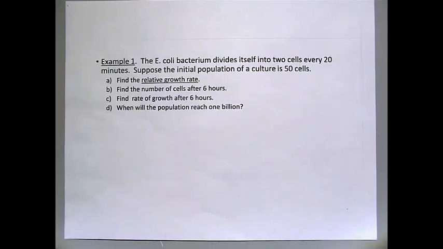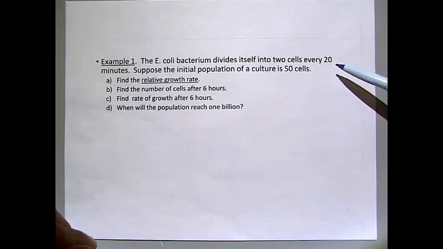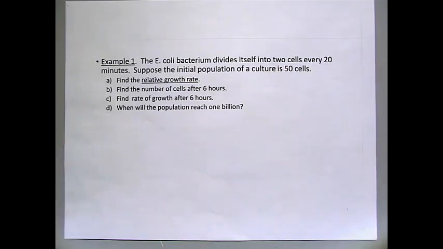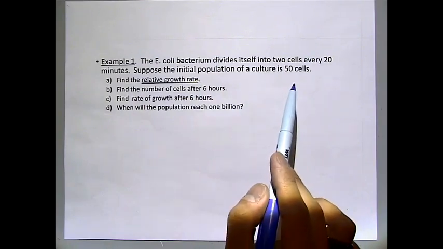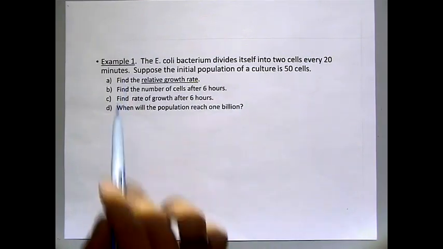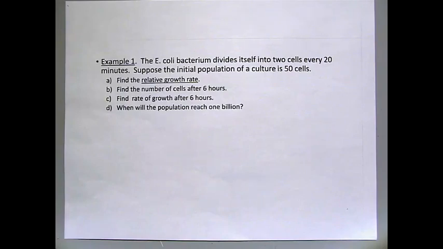You start with 1, 20 minutes later you get 2. And those 2 again will double into 4 20 minutes later. And those 4 double into 8 another 20 minutes later, and so on. So this is growing at a rate proportional to how many there are. And therefore it's an exponential growth. Suppose the initial population of a culture is 50. We're going to find 4 things here, and we'll deal with them one at a time. Okay?